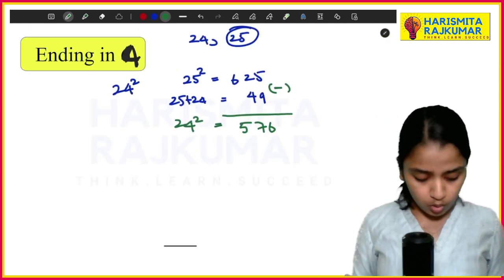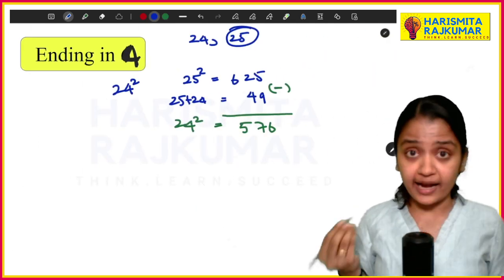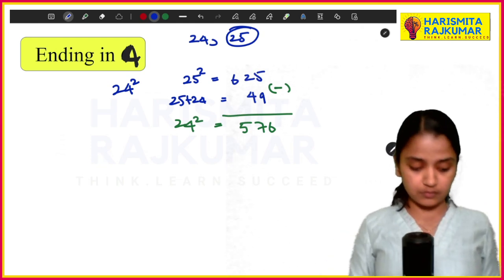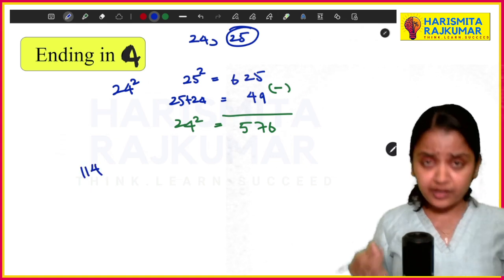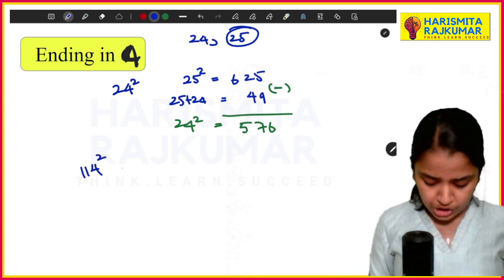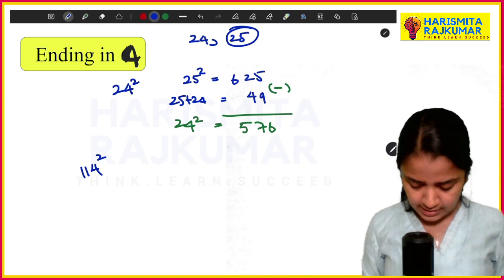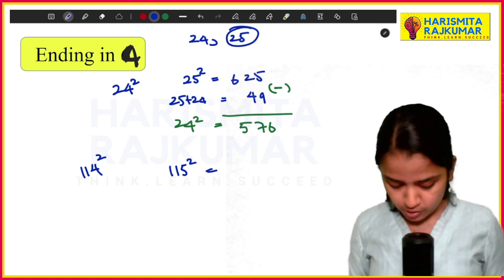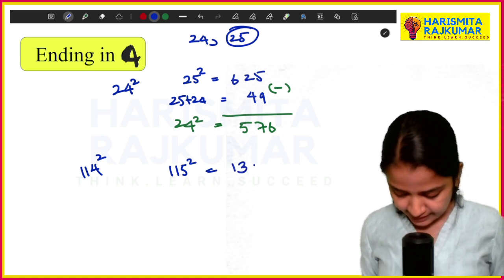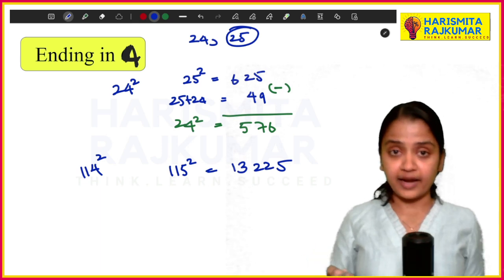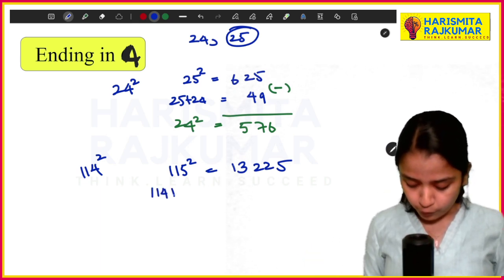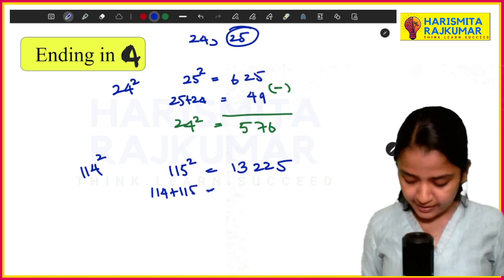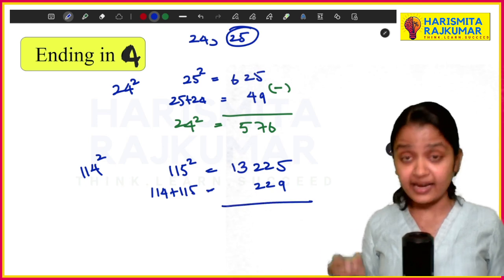Okay, so now what am I supposed to do? Let me give you another example. Another example, let me give a bigger digit number, I mean a triple digit number itself. So I have to take the successor, 115 square. For 115 square, you will be getting 13225, right? Then I have to add 114 plus 115. So 114 plus 115, I'll be getting 229, right?